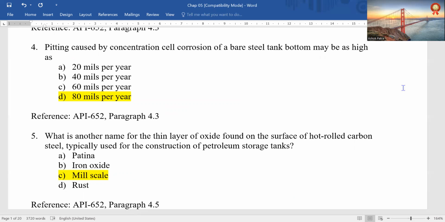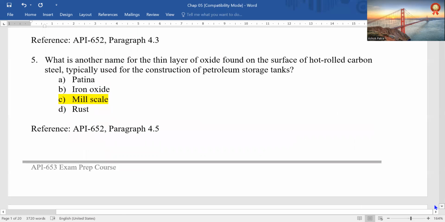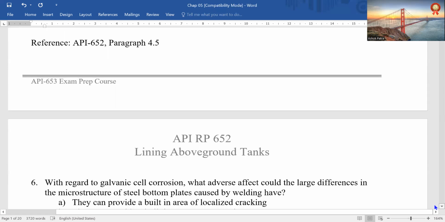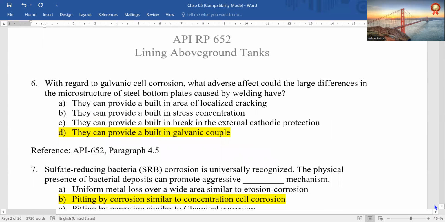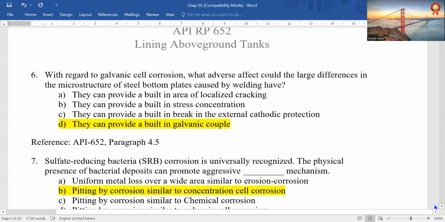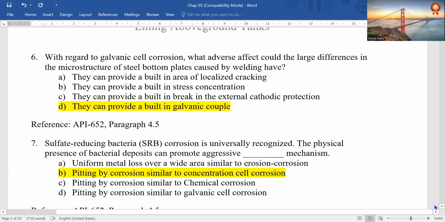What is another name for thin layer oxide found on the surface of hot rolled carbon steel, typically used for construction of petroleum storage tanks? Mill scale. Mill scale is cathodic. If you don't remove it, the steel will be damaged. If removed, then mill scale will not damage it.